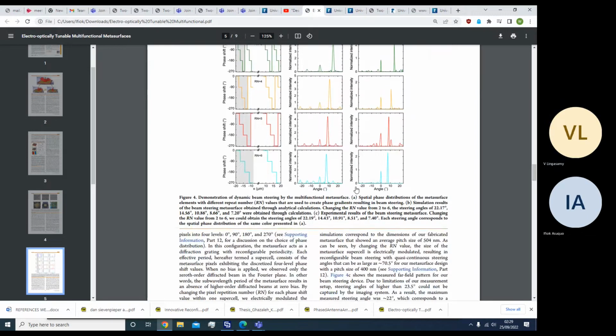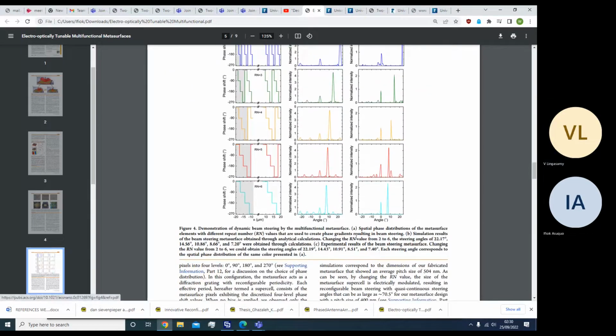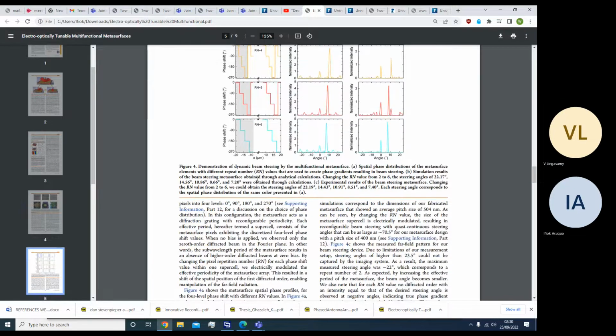Yeah. B, this is B here. Special phase distribution of the metasurface element with different repeat numbers, RM values, that are used to create phase gradients, resulting in beam steering. This A results in phase. Good. B, simulation results of the beam steering method obtained through analytical calculation. This one here. Changing the RM value from 2 to 6, the steering angle of 22.7 degrees. All these degrees here, 14.56, 10.86, 8.6.